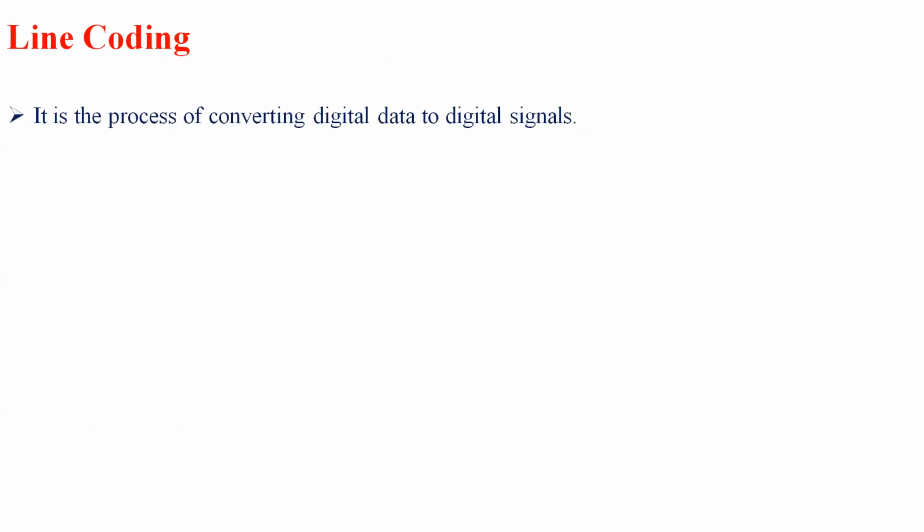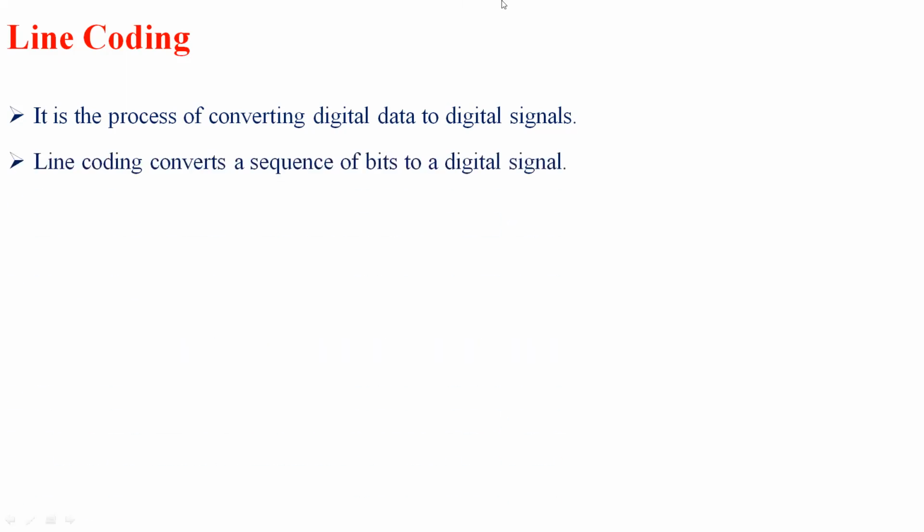Line coding is a process which we use in order to convert digital data into a digital signal. It is one of the conversion techniques used to convert digital data into digital signals. It converts a sequence of bits to a digital signal.